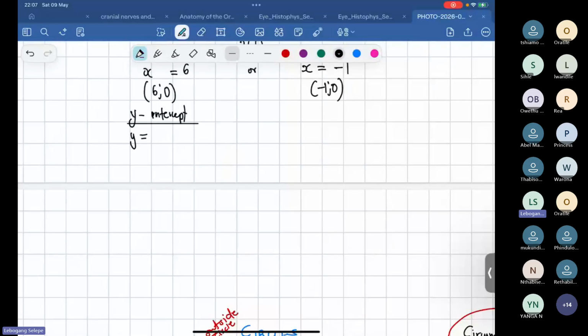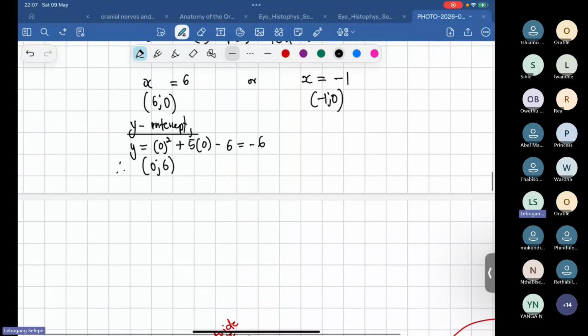So y is equal to 0 squared plus 5 times 0 minus 6, which is negative 6. And therefore, our y-intercept is going to be at 0, negative 6. Remember, for the y-intercept, the x value is equal to 0. That is why x is 0 and y is negative 6. So now, there's only one last thing that we need to determine before we can move on to draw the graph, which is the turning point.